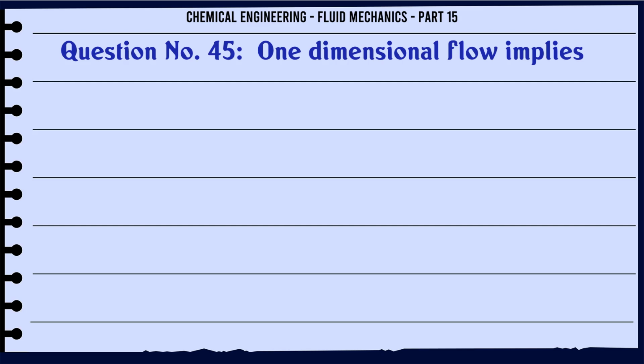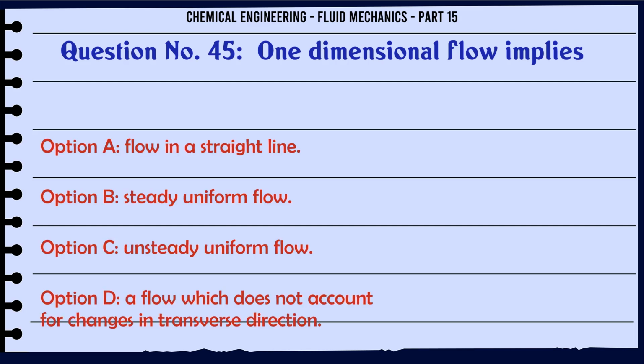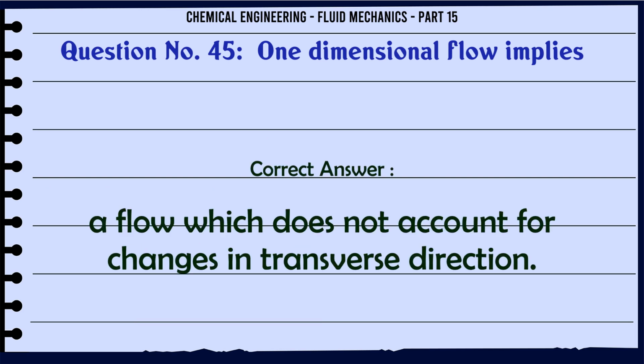One-dimensional flow implies A. Flow in a straight line, B. Steady uniform flow, C. Unsteady uniform flow, D. A flow which does not account for changes in transverse direction. The correct answer is a flow which does not account for changes in transverse direction.